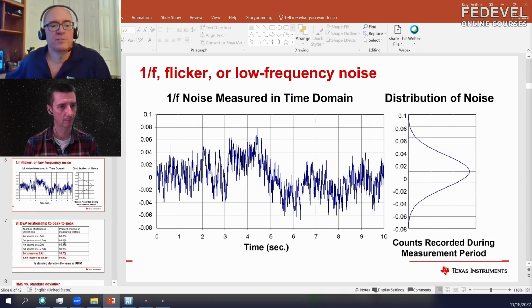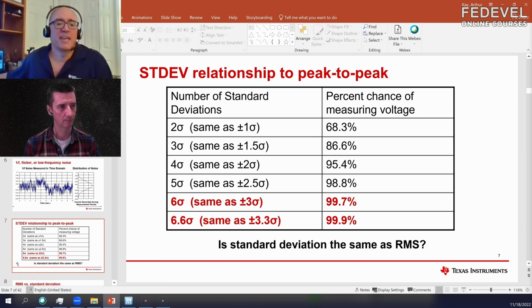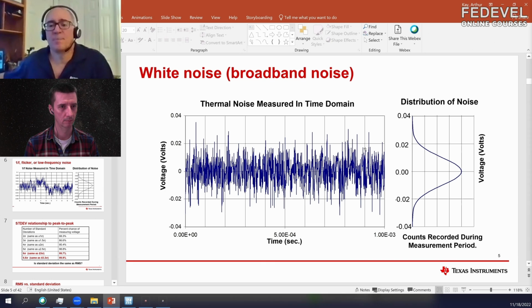If we do statistics and look at a Gaussian distribution, plus or minus one standard deviation is going to be 68% of the population. If we take 6 standard deviations, that's 99.7% of the population. So if I look back at my curve here, if I go from 0.4 to minus 0.4, that's about 6 standard deviations. It's covering the vast majority of this Gaussian curve.